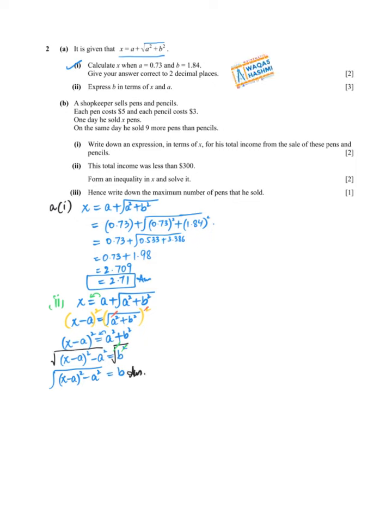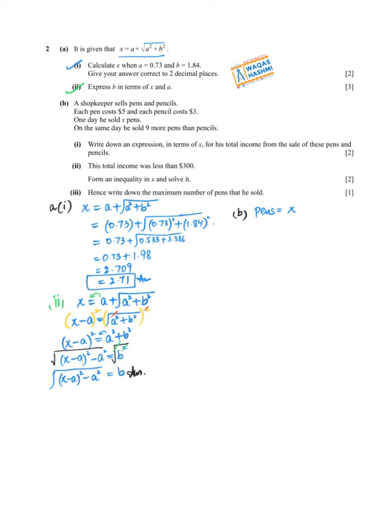After this second part, we need to start with part b. Alright, so it says a shopkeeper sells pens and pencils. Each pen costs $5 and each pencil costs $3. One day he sold x pens. On the same day he sold 9 more pens than pencils.